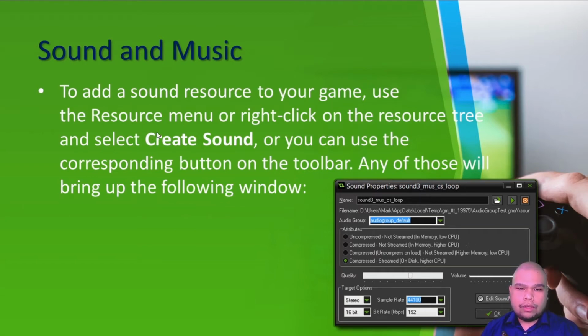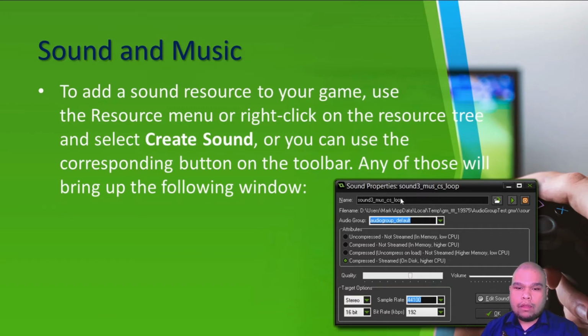To add a sound resource to your game, use the resource menu or right-click on the resource tree and select create sound. Or you can use the corresponding button on the toolbar. Any of those will bring up the following window. This is the sound properties window for GameMaker Studio. In here we have several configurations for your sound file or your music file.